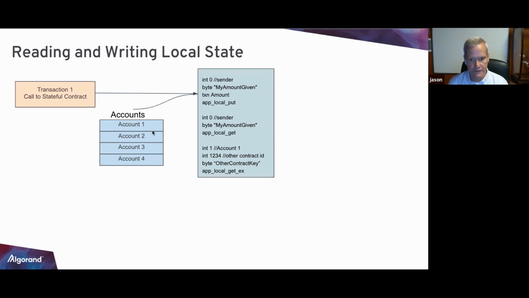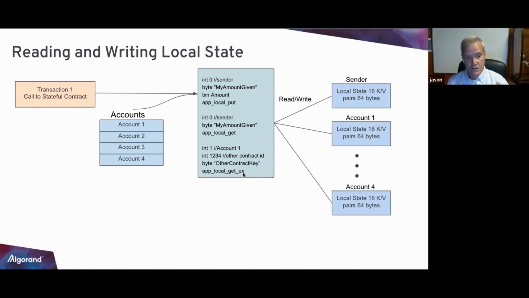If I want to get the first account in the accounts array, I just say int 1, and then I specify the contract that I want to read their value of. So it may be an entirely different contract than the key that I'm interested in reading, then app_global_get_ex. And one thing to note is for any of the users, the sender or the 4 users, not the account array, you can read and write up to those 16 pairs of local state.